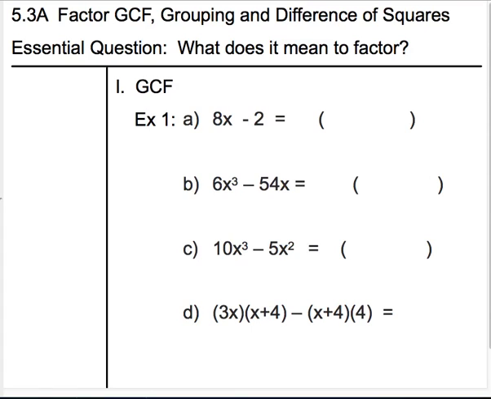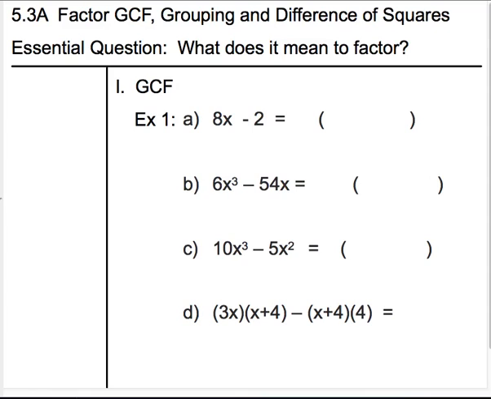All right, this week we're going to be looking at factoring. The first three types of factoring we're going to look at are greatest common factor, factor by grouping, and factoring difference of squares. So the first type of factoring, greatest common factor, means you look for a number or variables that will go into both terms.